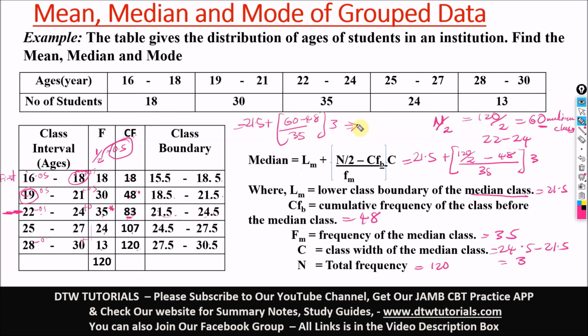Okay, so this will give us 21.5 plus, once we punch everything into our calculator, 60 minus 48 is 12. 12 divided by 35 times 3 would give us about 1.0285. And when we add this together, we're going to have 22.5, to two decimal places. When working in statistics, always use two decimal places, okay? So we have 22.52 years. So this is our median.